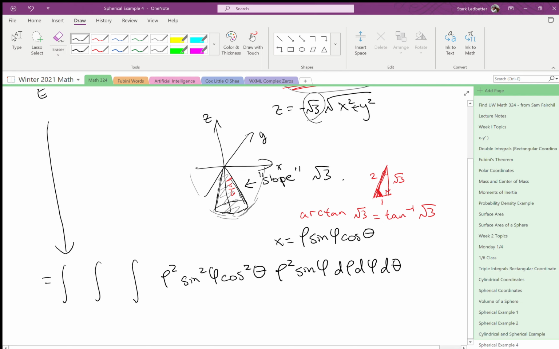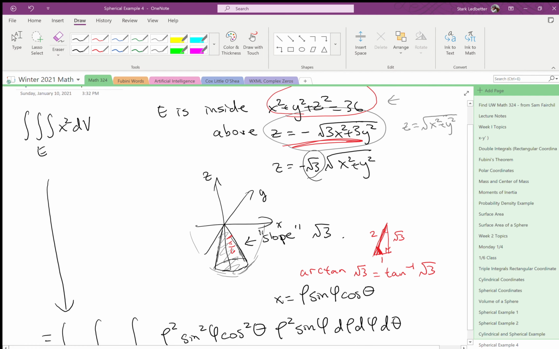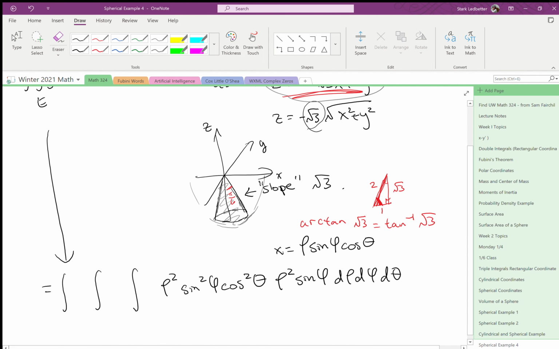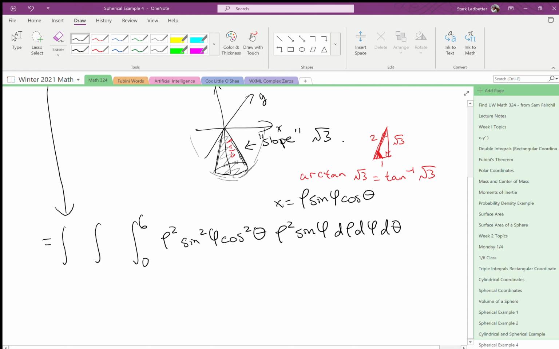Okay. And now what's happening? So rho is going from 0 to 6 because I've got my sphere of radius 6. Phi is going from, okay, so if that red angle there is pi over 6, and phi is the angle with the positive z-axis, so that must be 5 pi over 6. So phi is going from 5 pi over 6 up to pi. That's what happens when we start taking negative values of z. So your values of phi are going to be pretty close to pi. And then we're still going all the way around, so theta goes from 0 to 2 pi.